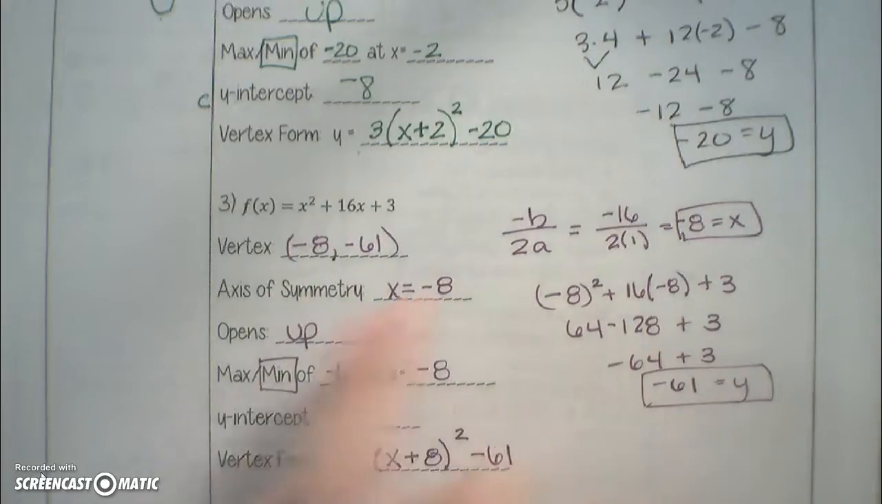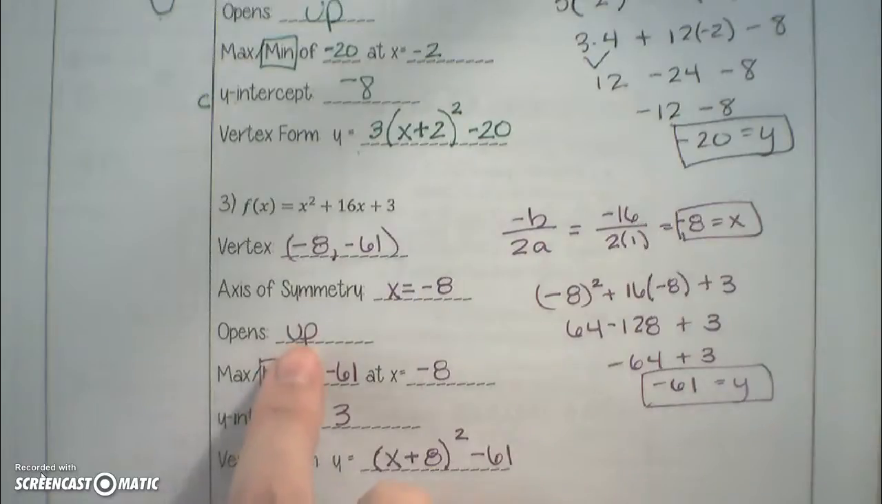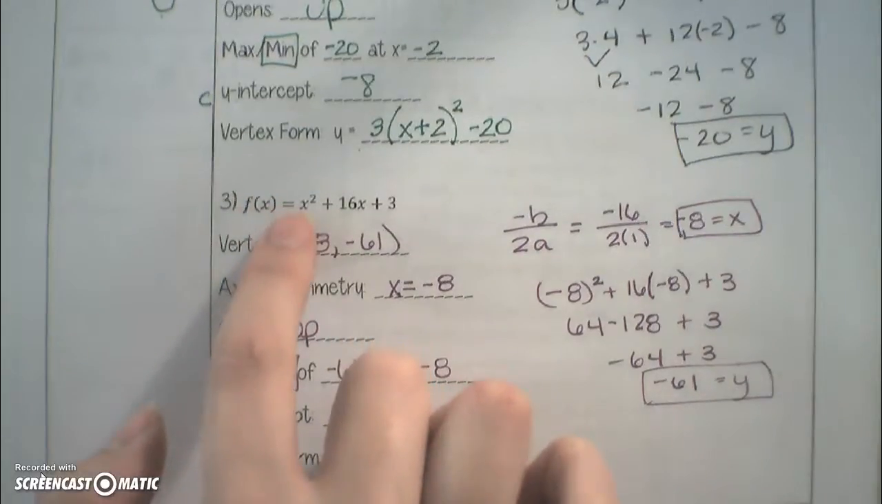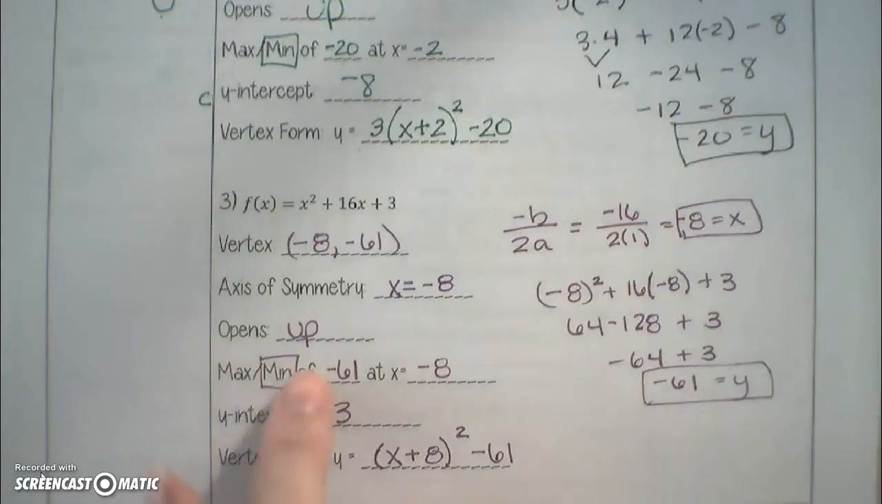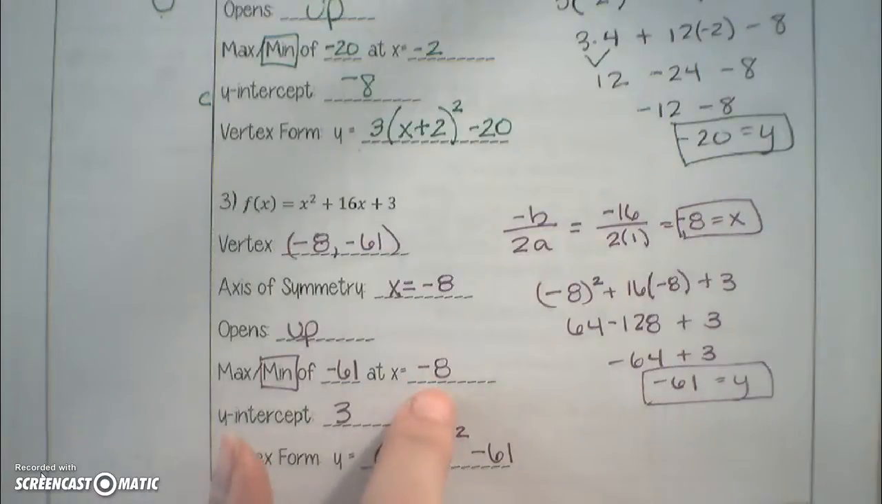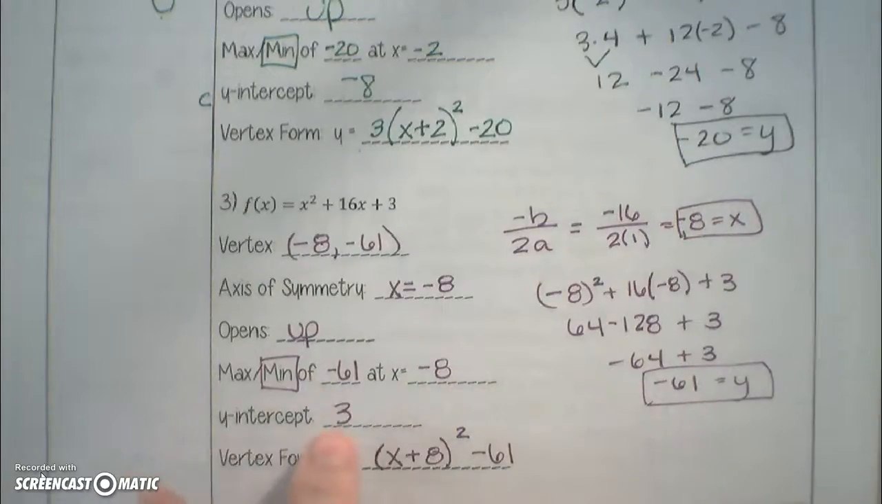So x equals negative 8 for the axis of symmetry. It opens up because it's a positive 1 for a. And then we have a minimum of negative 61 at x equals negative 8. Just plugging in our x and our y.